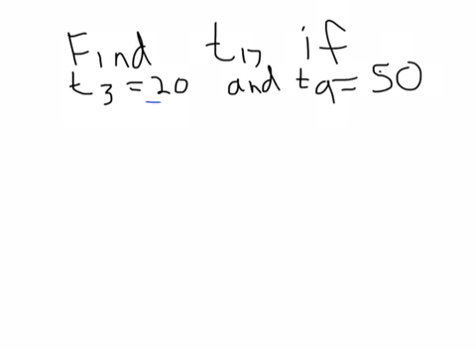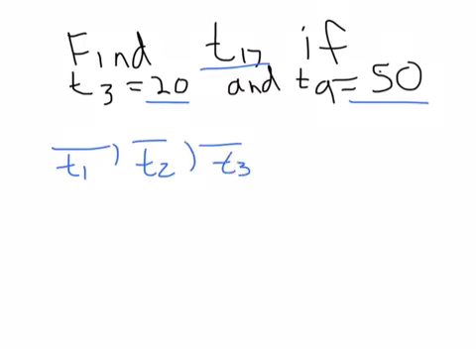It says the third term value is 20, the ninth term value is 50, and we want to find the 17th term value. So the way I see it is, I've got T1 here, I don't know what that is. I've got T2, I don't know what that is. I've got T3, and it's 20. And then dot, dot, dot, T9 is 50.